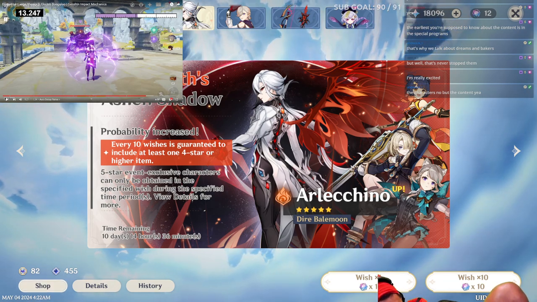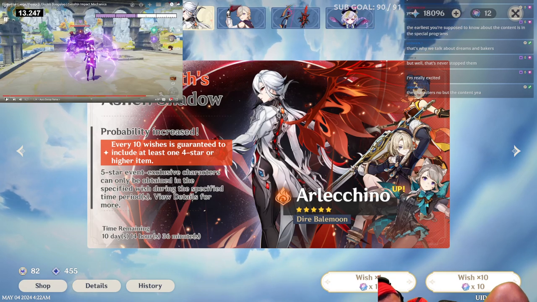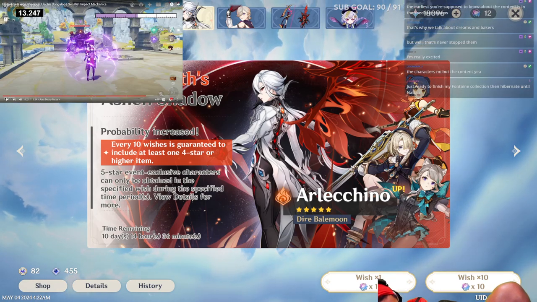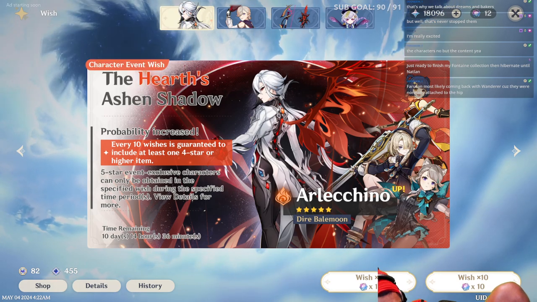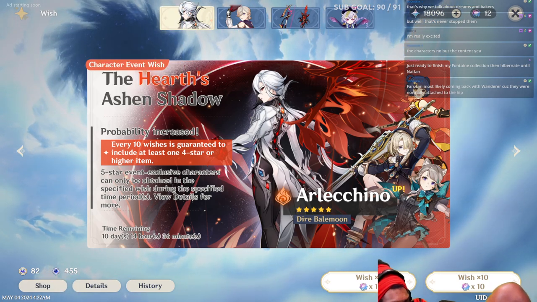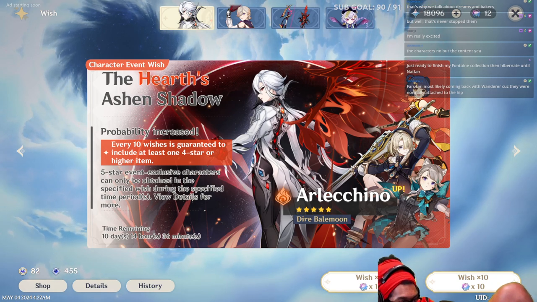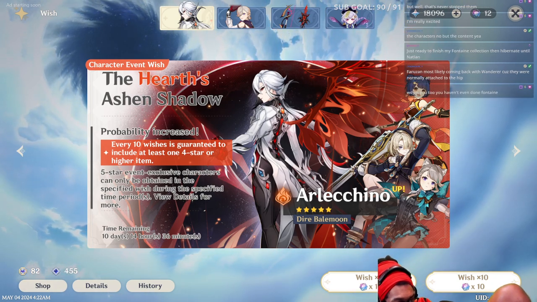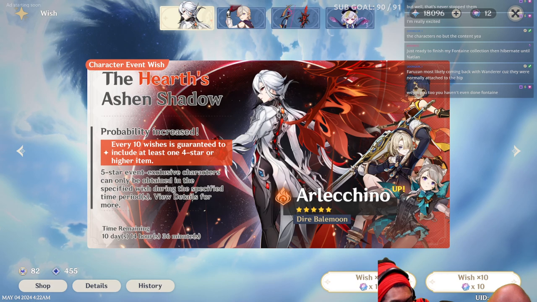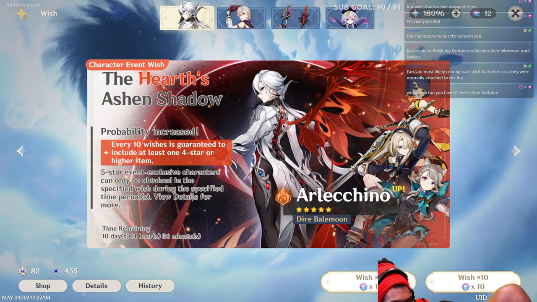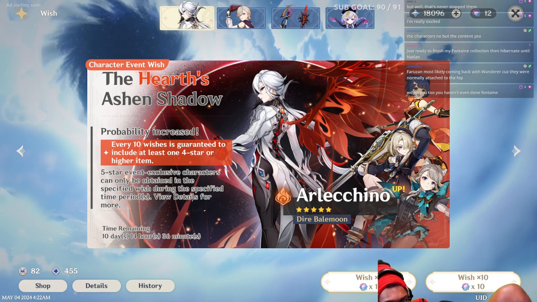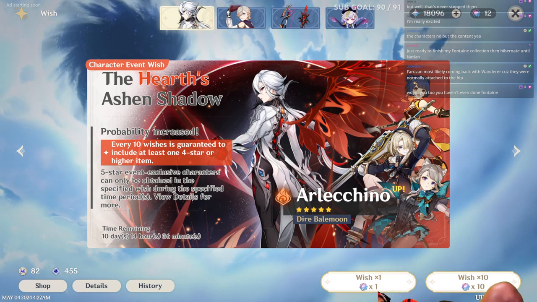The characters know, but the content, yeah. Yeah, me too. What about, well, no, because I guess neither of those weapons are pretty good, are they? Oh, well. Faruzan is mostly coming back with Wanderer. Most likely coming back with Wanderer, because they normally get attached to the hip. You haven't even done Fontaine. Fontaine isn't even that good.